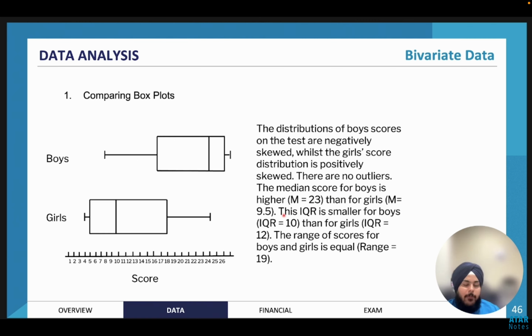So here again, we've compared the IQR. This IQR is smaller for boys, IQR equals 10, than for girls. Here I've also compared the range as well, but that's honestly a little bit of extra. But comparing the shape, outliers, median, and IQR is essentially what you need to get full marks.